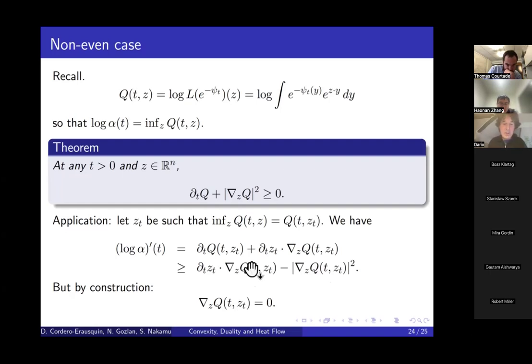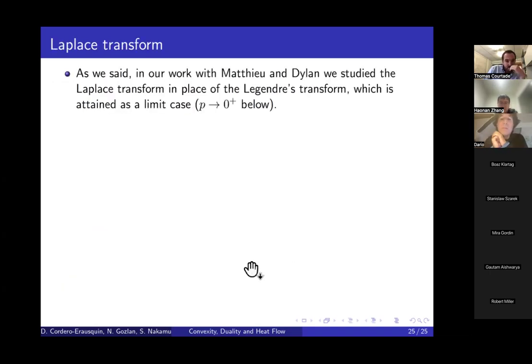And so in the last 3 minutes, I would like just to comment a bit more about this, because our result with Mathieu and Dylan was really about the Laplace transform in place of the Legendre transform. So this was a bit like in the Nakamura and Tsuji work that I mentioned. They proved some result in the even case for the Laplace transform and deduced the result for the Legendre. So what we did is to extend to the non-even case the result of Nakamura and Tsuji.